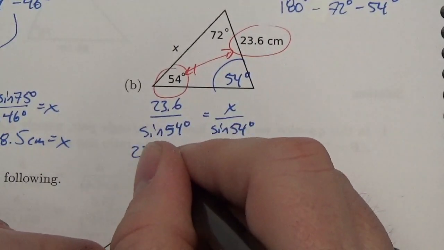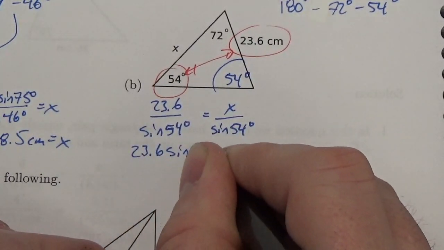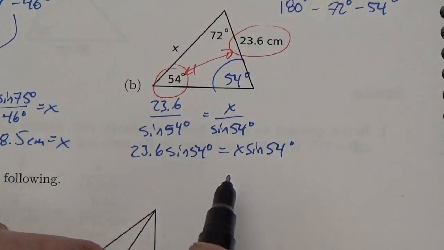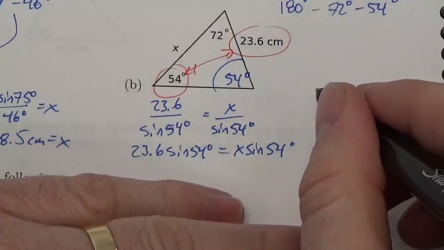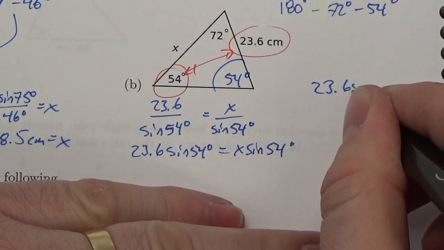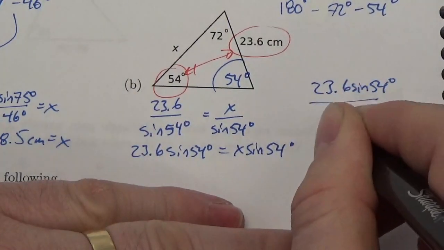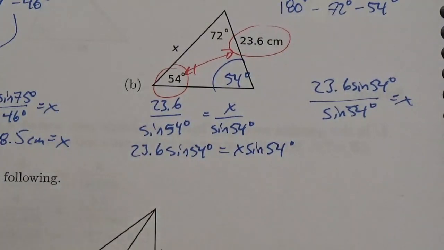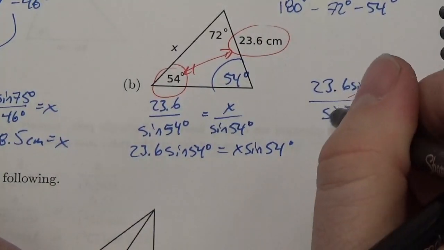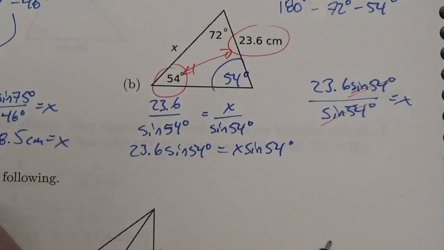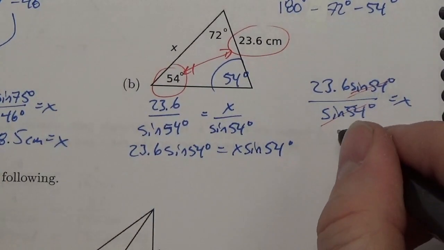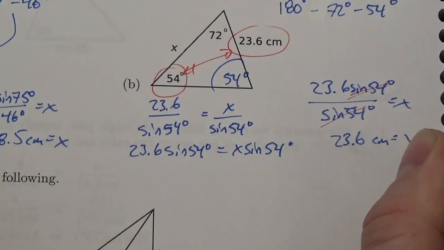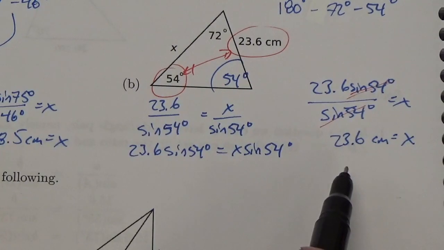So this is going to be 23.6 multiplied by the sine of 54 degrees is going to equal x multiplied by the sine of 54 degrees. Then I'm going to divide, and I'm going to get 23.6 multiplied by the sine of 54 degrees divided by the sine of 54 degrees. Now, if you haven't seen it already, maybe you're going to see it now. Well, wait a minute. Those two are the same. They're exactly the same. Shouldn't those have canceled? And yeah, they will. Now, you can go do this on your calculator. Your calculator will give you the exact same value here. But x is going to be 23.6 centimeters.